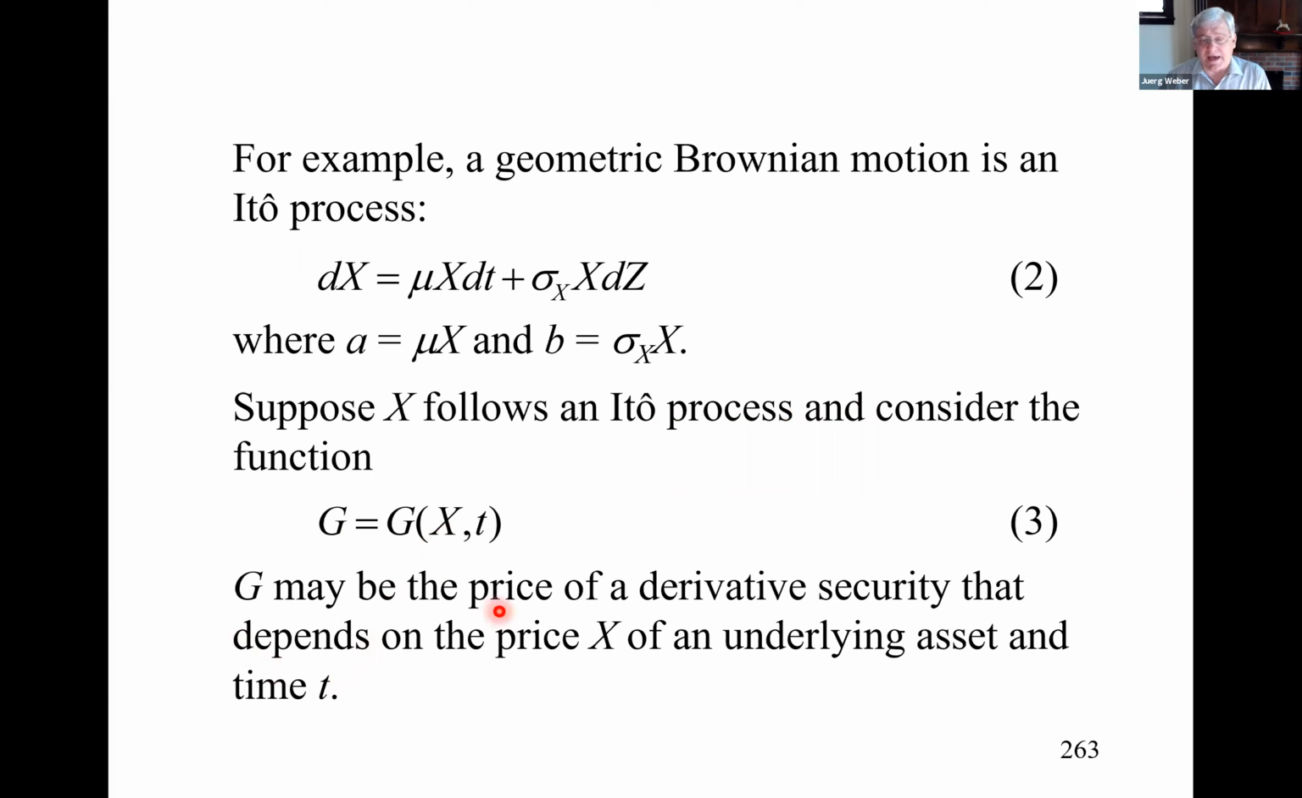G may be the price of a derivative security that depends on the price of some underlying asset x and maybe time t. So that's why we speak about derivatives. A derivative security depends on the price of an underlying asset. It's derived from the price of an underlying asset. So we have here this important application to us. But naturally, you can just look at it as being a purely mathematical problem. x follows an Ito process. What is now the stochastic process of G?